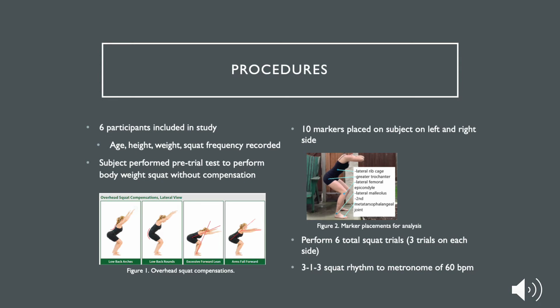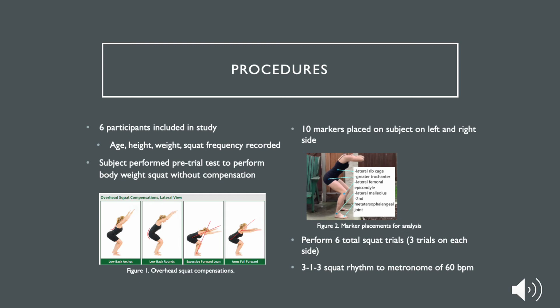And once the trials were set, 10 markers were placed on the subject's left and right side of the body in these specific parts: the lateral rib cage, the greater trochanter, the lateral femoral epicondyle, the lateral malleolus, and lastly, the second metatarsal phalangeal joint. The subject was asked to perform 6 total squat trials, 3 on the left side and 3 on the right side.